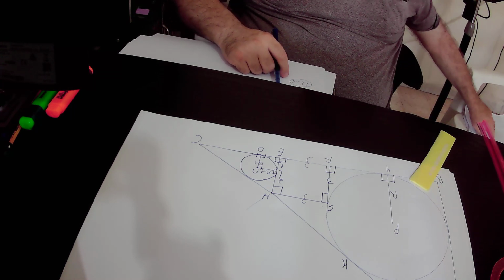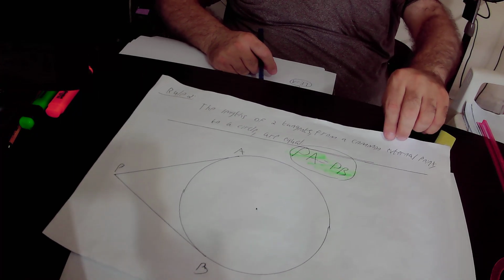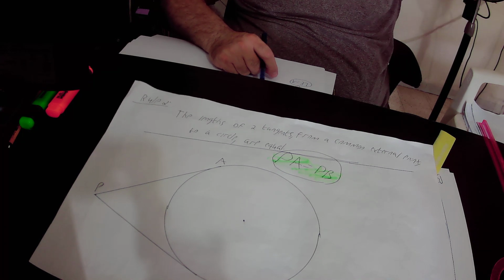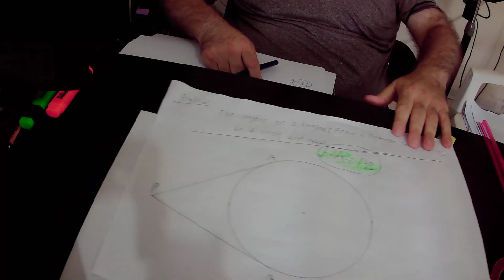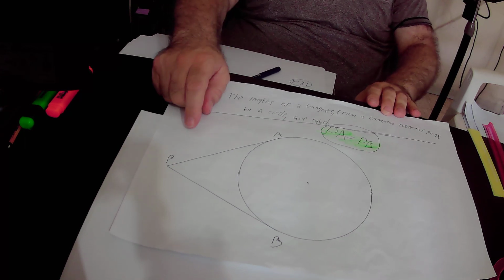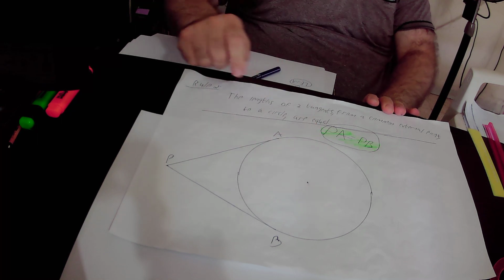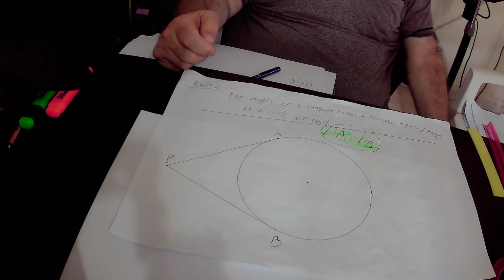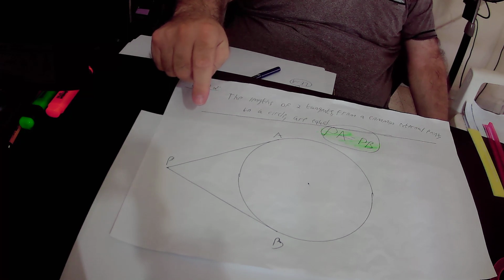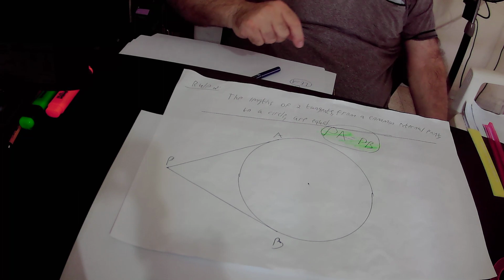And we also have here rule number 2. According to rule number 2, the lengths of 2 tangents from a common external point to a circle are equal. Here we have the common external point, point P. From point P, we have tangent PA and tangent PB. And according to rule number 2, the length PA equals PB.